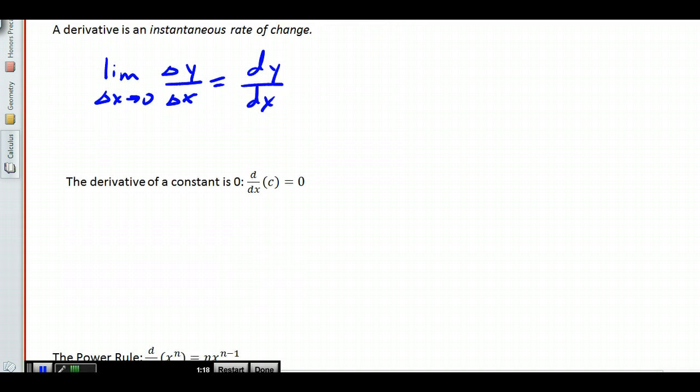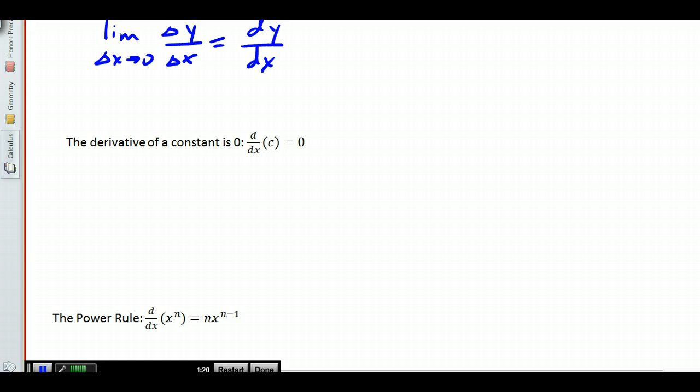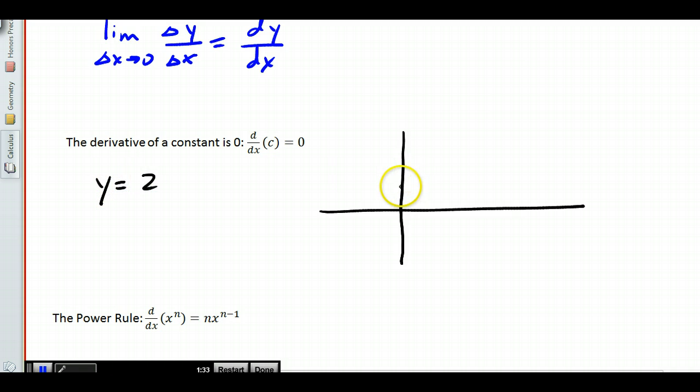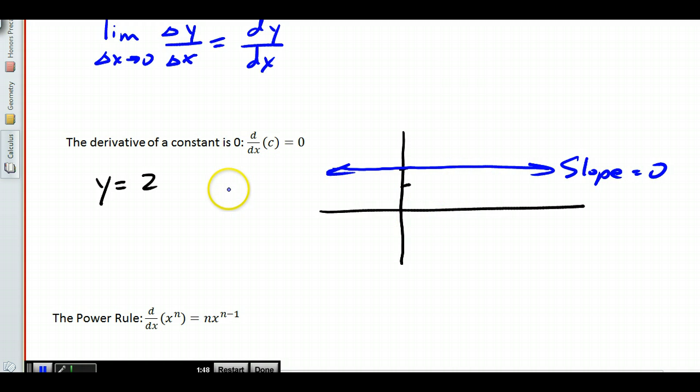So let's look at some rules for taking derivatives. First of all, the derivative of a constant is always 0. The reason why is when you think of a derivative as a rate of change, which is a slope. Let's say, for example, we have a constant function y equals 2. Well, that's a horizontal line, right? And what's the slope of any horizontal line? 0. There is no change. So the derivative of any constant is 0.